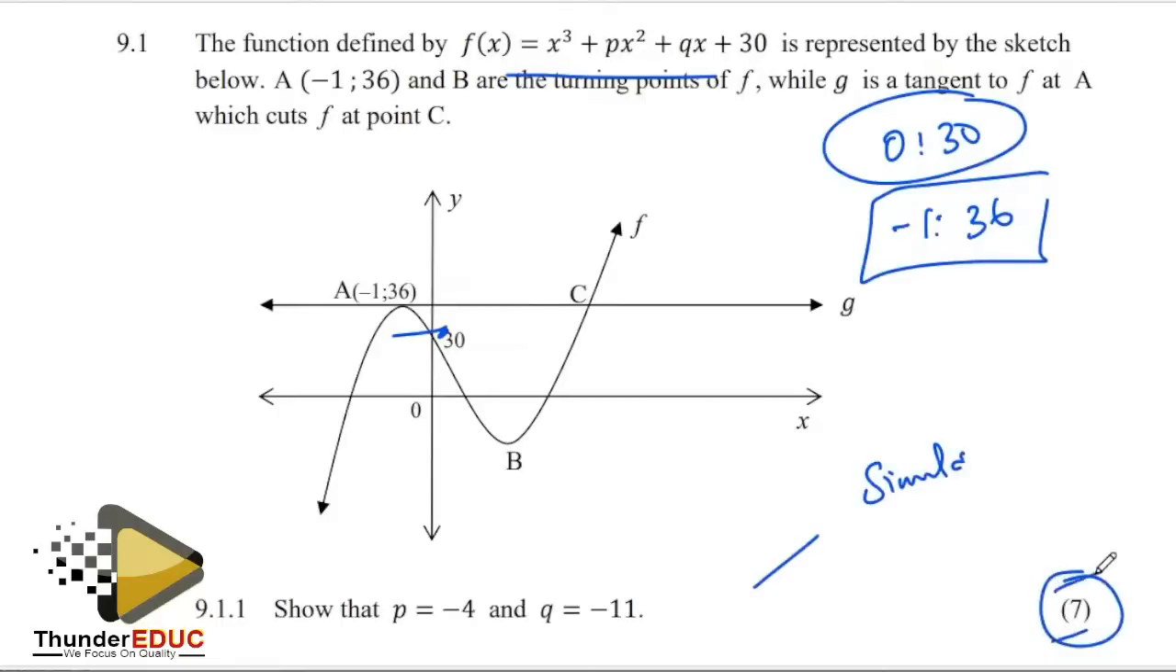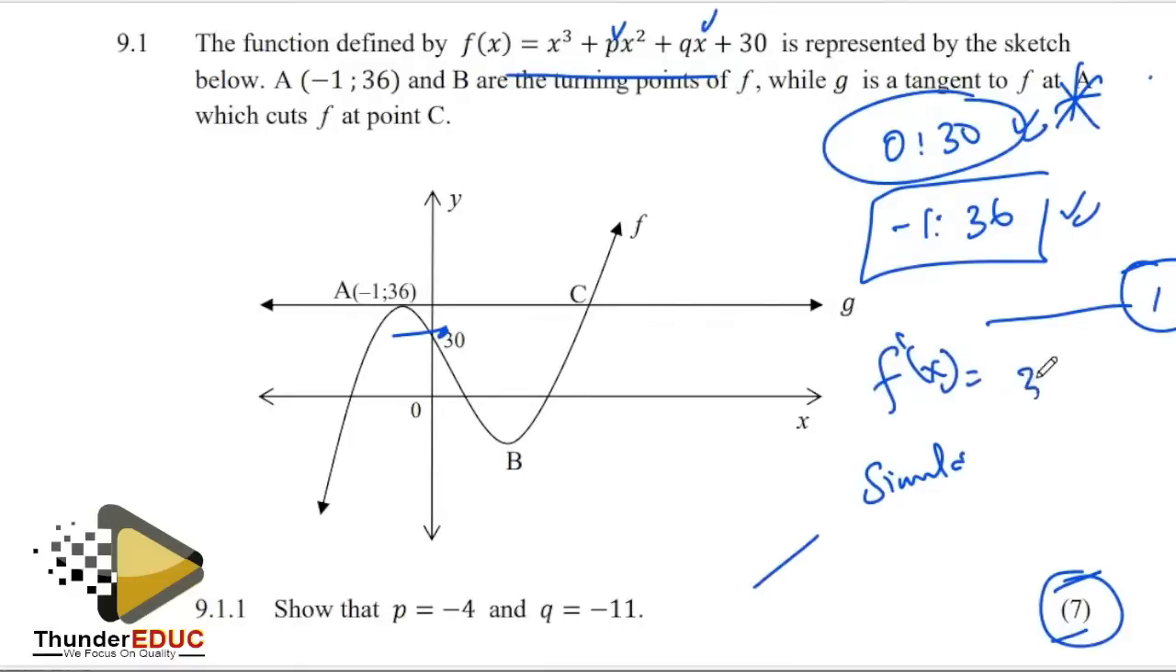So this is going to involve some sort of simultaneous. Looking at the mark allocation, and we have how many unknowns? We have 2 unknowns that we need to solve for. So first get this 0 and 30, substitute it. Where there is f of x or y, put a 30. And then that is going to give us the same thing. So this is not going to help. Let's use this. -1 and 36, substitute it. We're going to get the first equation. Then get the first derivative of x.